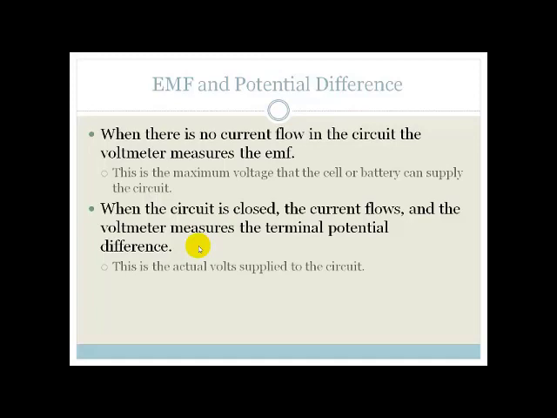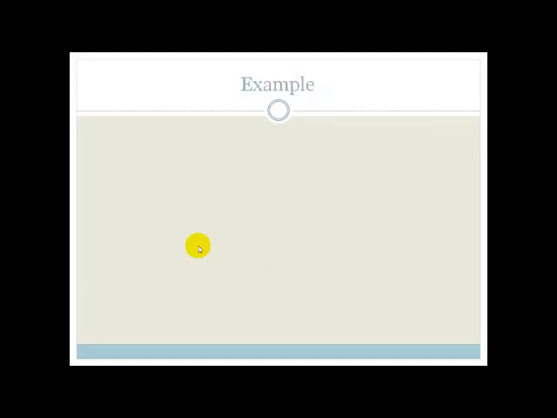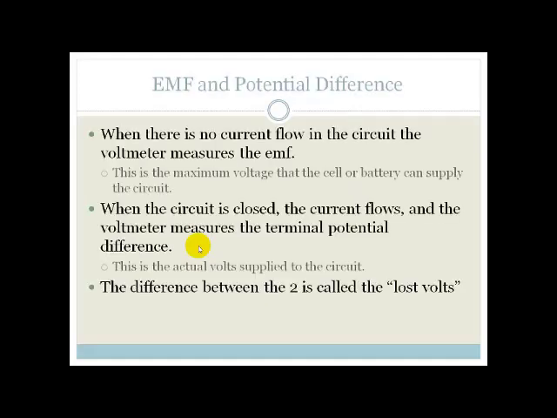So there's a big difference between what is actually supplied to the circuit and the maximum voltage that the cell can supply. EMF: maximum voltage. Terminal potential difference: what is actually supplied to the circuit. The difference between the two is called the lost volts, and the lost volts are due to the internal resistance of the battery, because there's obviously some energy being converted inside the battery.